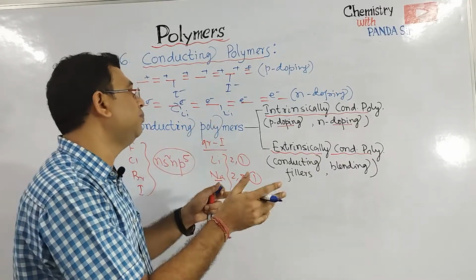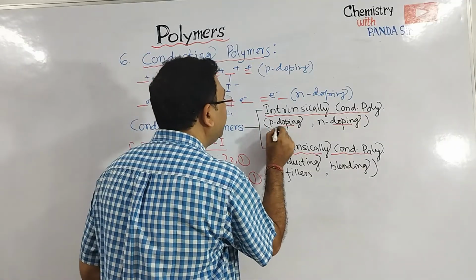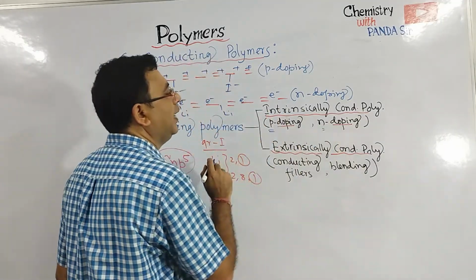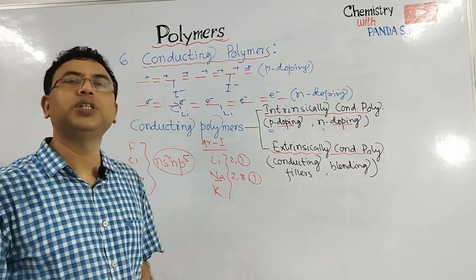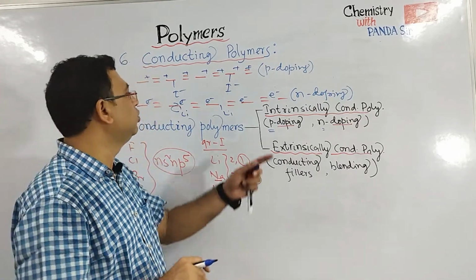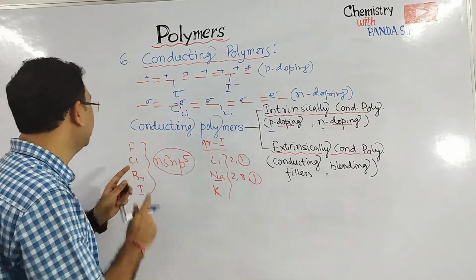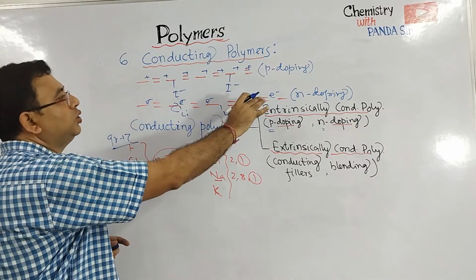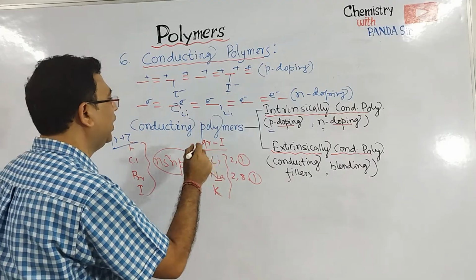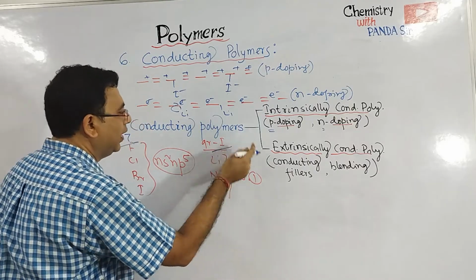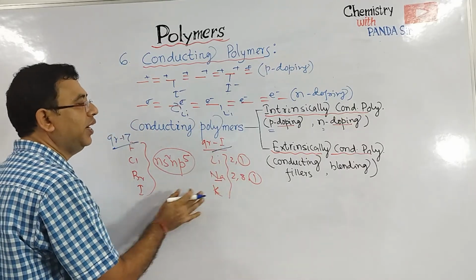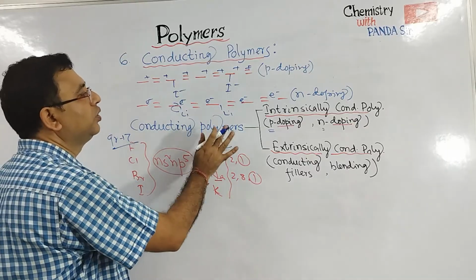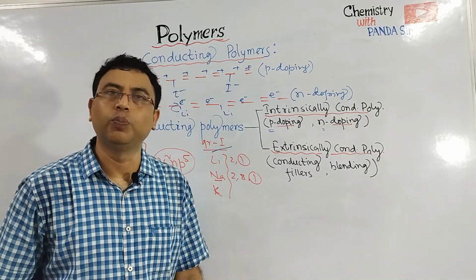I hope this discussion makes it easy to understand the effect of doping, and why this is known as p doping and why this is known as n doping. When a positive charge is developed in the polymer chain, it is known as p doping, which can be done with the help of group 17 elements. In the polymer chain we can create a negative charge by doping with group 1 elements, and the reason behind it is also discussed. So this is known as p doping and n doping.